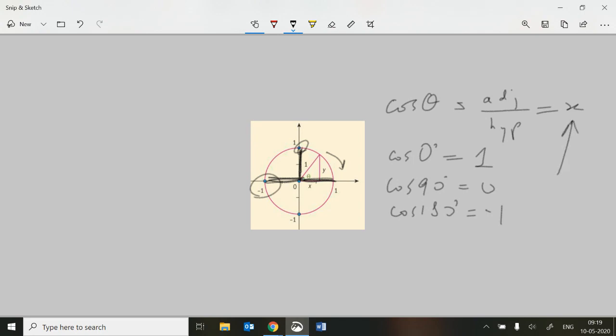Cos is distance across, cos is x. Okay, and you can continue that, and you'll see you'll get your cos graph as well, which most of you are familiar with. It starts at 1. Let's just space it out correctly. There's your 360, there's your 180, and so cos is going to come out like this. It's going to come out between 1 and minus 1.